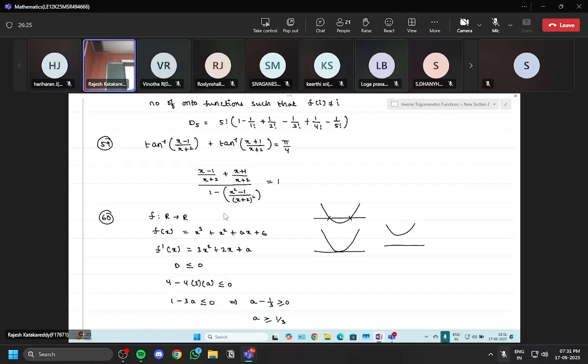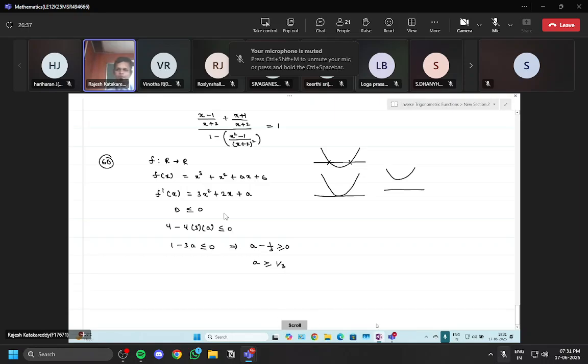How many of you solved this one in exam? Well done. Copy this if you didn't solve.